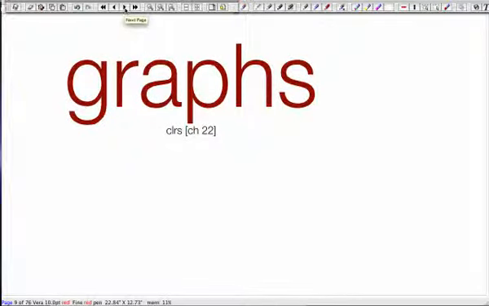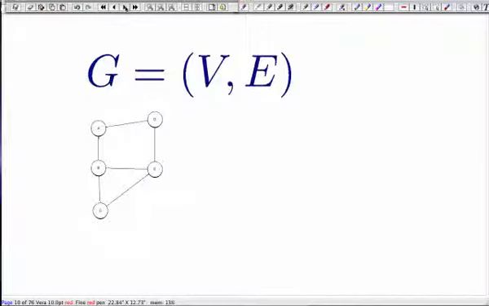Remember, if you need a review of graphs, there's CLRS chapter 22. But basically, a graph is going to be a set of vertices and a set of edges. These edges are basically pairs (u, v) from V squared. In last class, we discussed several ways of representing graphs, either adjacency matrices or adjacency lists.